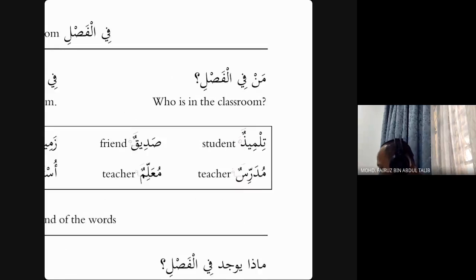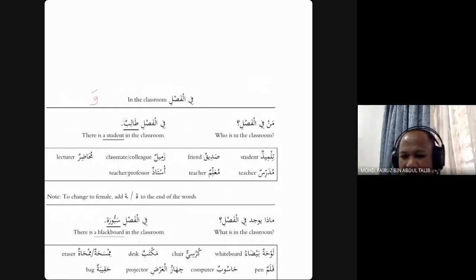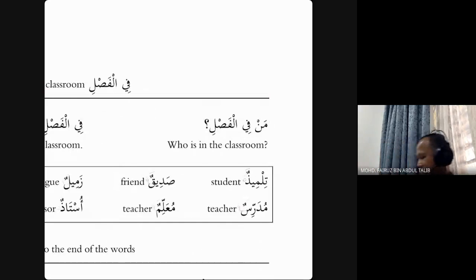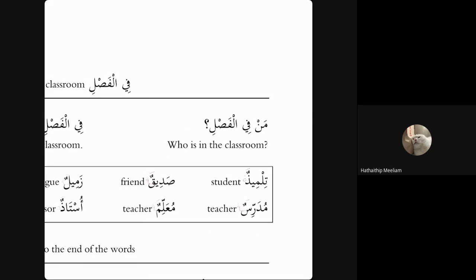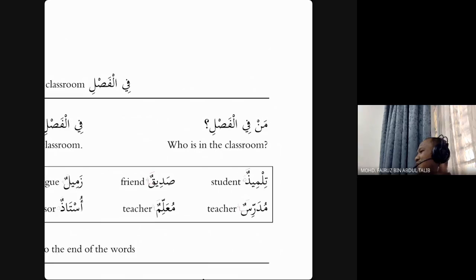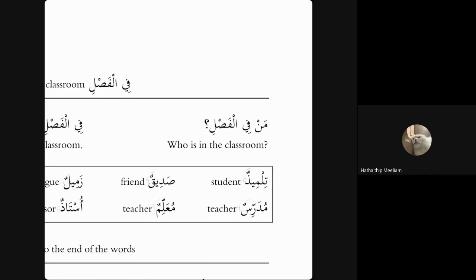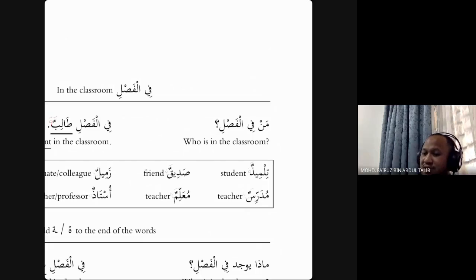Okay, last question. Nuna, man fil fasli? Fil fasli tilmizun, a student. You want to say someone else? Fil fasli tilmizun wa mudarrisun. So this is how we answer. Fil fasli, so and so. You can use the same structure.